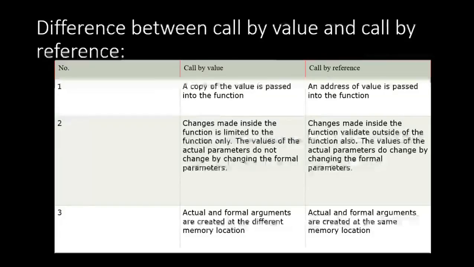The difference between call by value and call by reference is this. For call by value, a copy of the value is passed into a function. For call by reference, the address of the value is passed into a function. In call by value, changes made inside the function are limited to the function only; the values of the actual parameters do not change by changing the formal parameters. In call by reference, changes made inside the function are valid outside the function also; the values of the actual parameters do change by changing the formal parameters, because we are changing the address. Actual and formal arguments are created at different memory locations for call by value, and at the same memory location for call by reference.